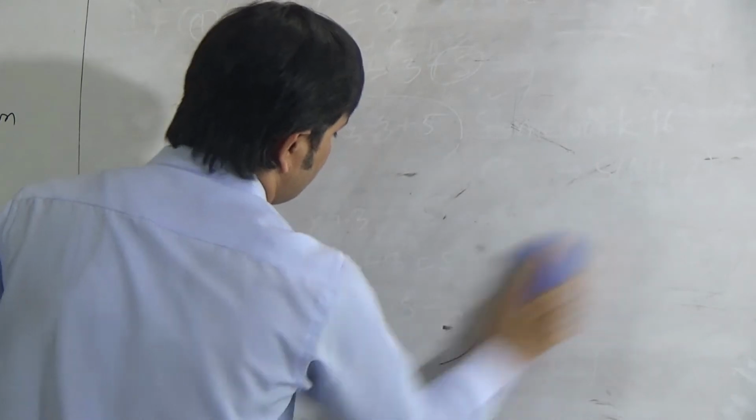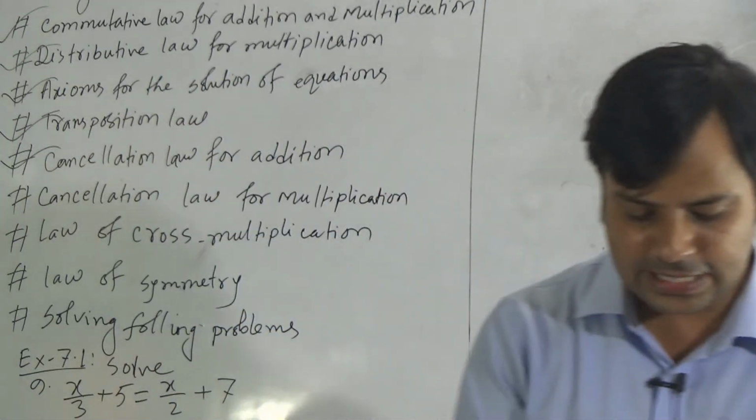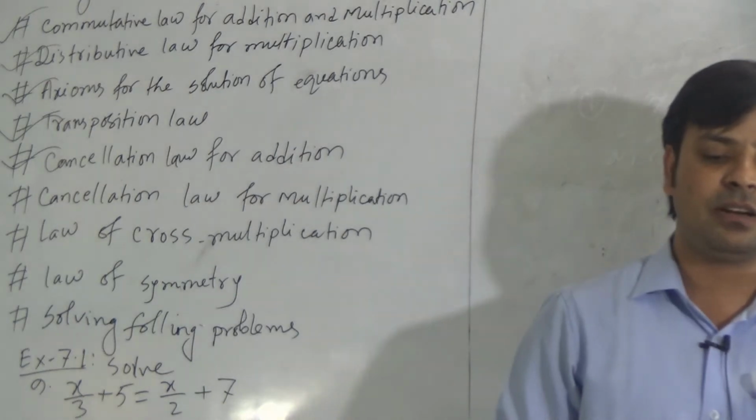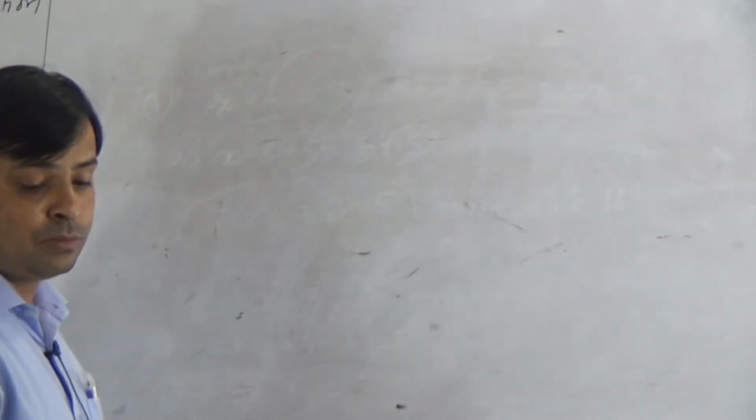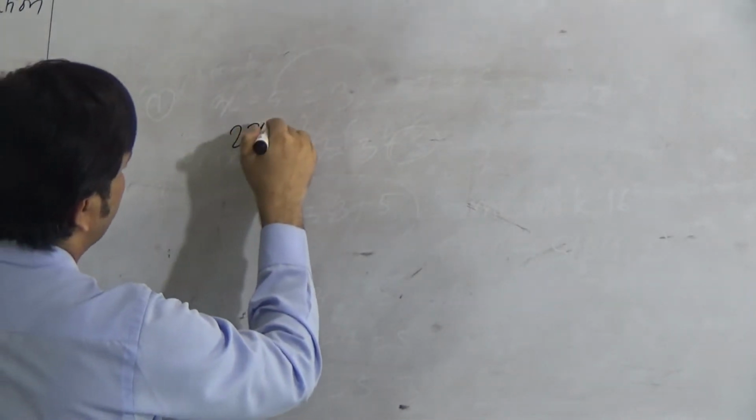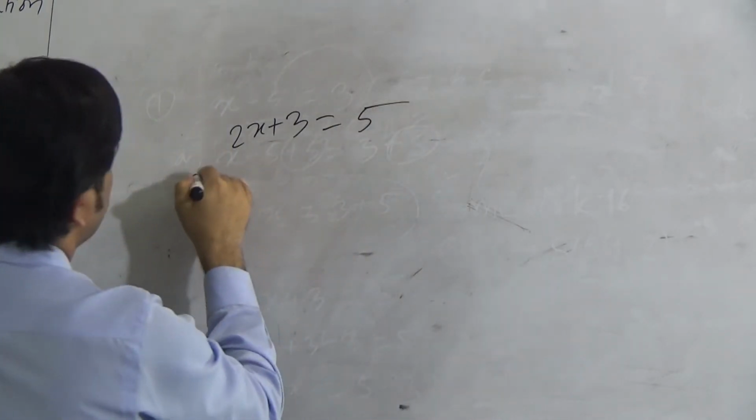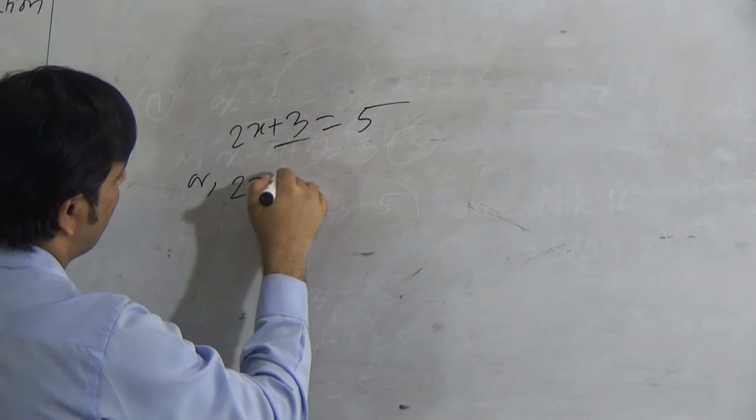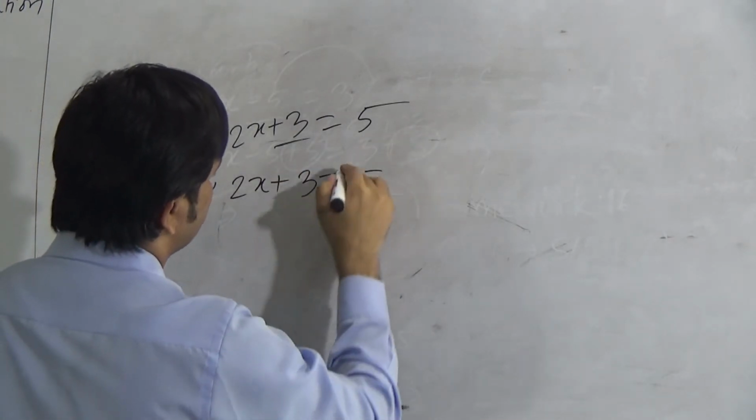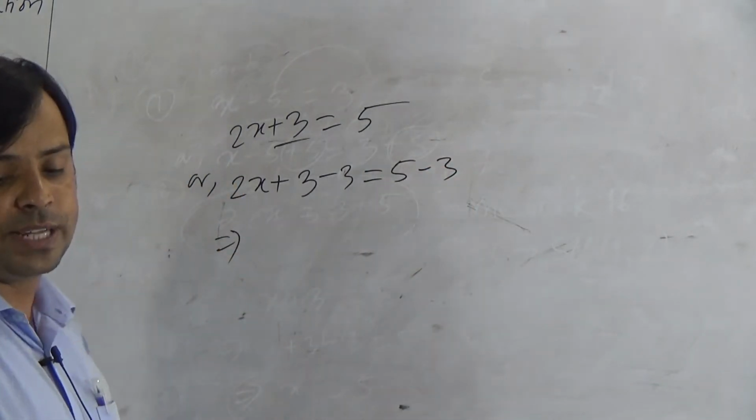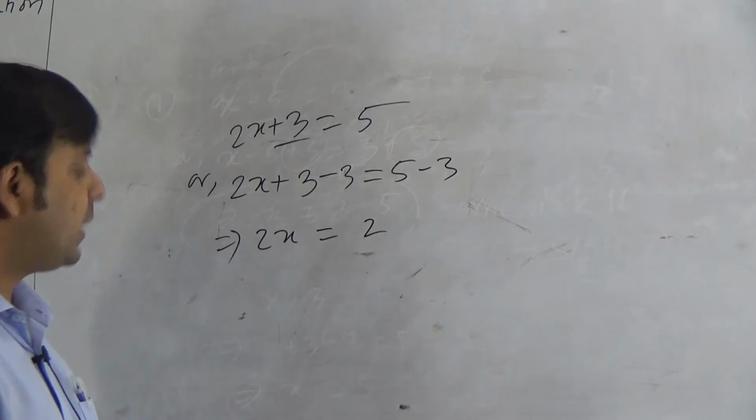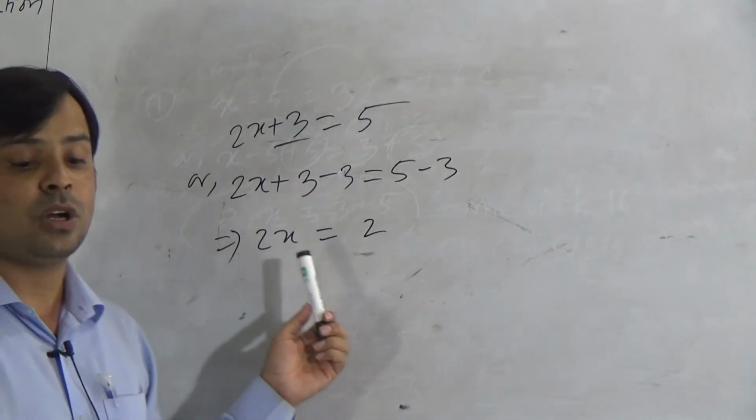Now the next law. What is the next law? The next law is cancellation law for addition. Dear students, I have shown the cancellation law for addition according to axiom 2. We can see here 2x plus 3 is equal to 5. To cancel this 3, as it is in addition form, we have to subtract 3 from both sides. Then what will we get? We will get only 2x equal to 2. So this is the cancellation law for addition.